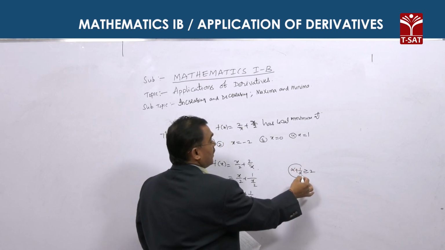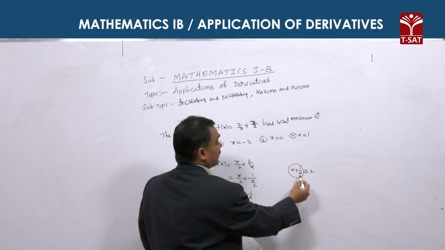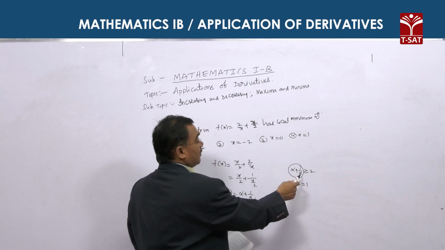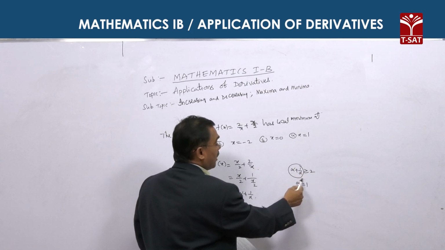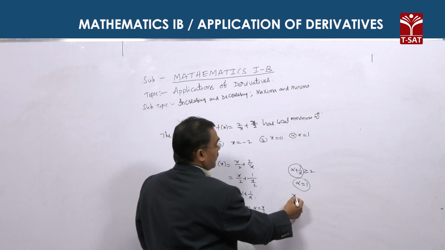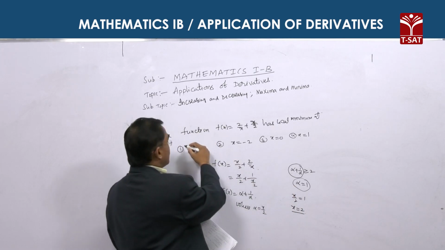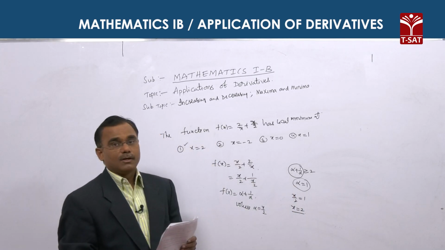You observe alpha plus 1/alpha is always greater than or equal to 2, and equality holds at alpha equal to 1. That means the minimum value of alpha plus 1/alpha is 2, at alpha equal to 1. In our problem, alpha is x/2, so x/2 is equal to 1. That implies x equal to 2, therefore at x equal to 2 the function has the local minimum.